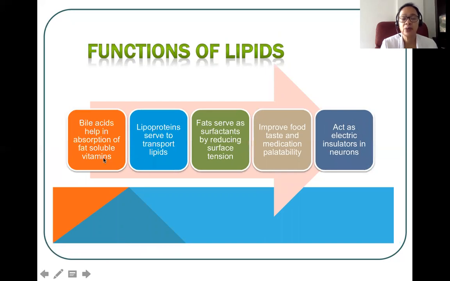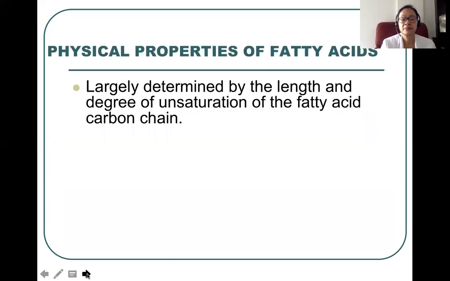Also from lipids, there would be formation of bile acids, which would help in the absorption of fat-soluble vitamins. The lipoproteins itself would serve as lipid transporters. And then we've mentioned earlier about the phospholipids. So they would act as surfactants by reducing surface tension, so improve food taste and even medication palatability. And finally, act as electric insulators in the neurons.